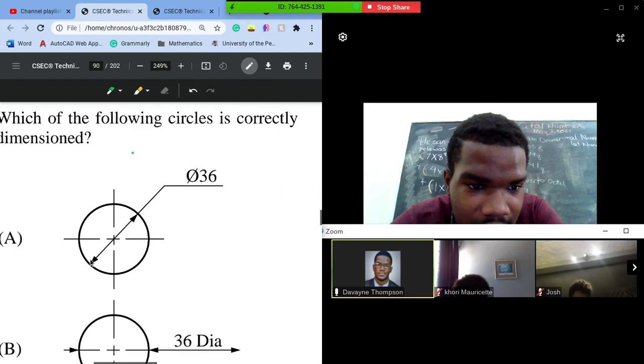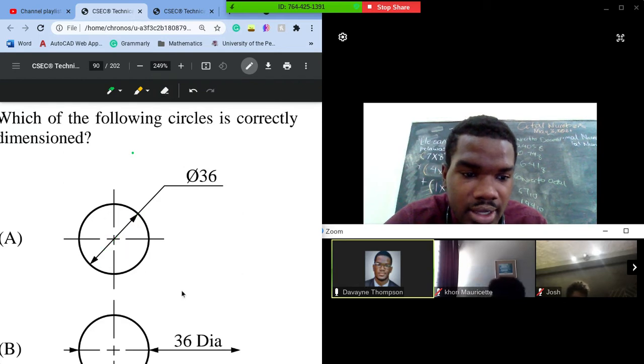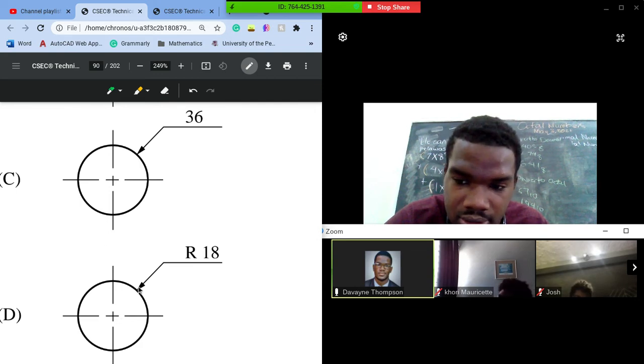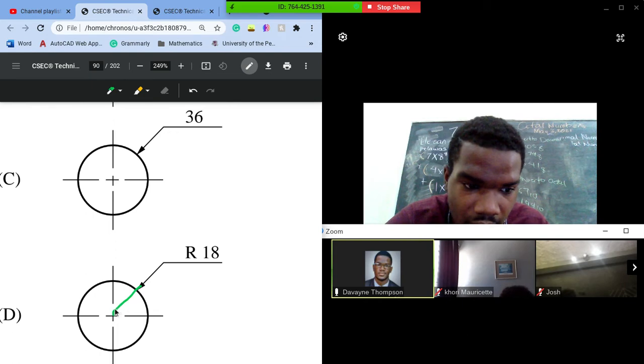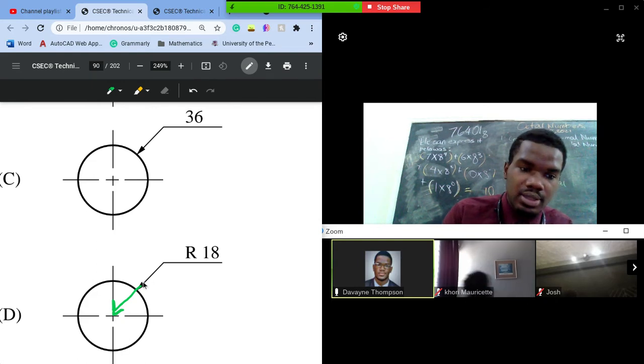Right, remember the diameter must be the entire width of that circle. The radius, however, yes, some persons might say this is correct, but remember, this line, Josh, where should it start from? Isn't it here? Oh. This line should start from here, with the arrowhead being down here. Here you go. So that would have been the answer there.